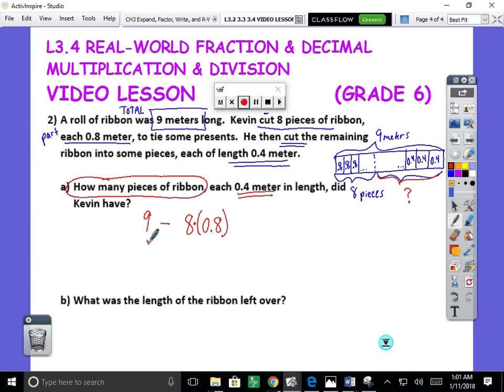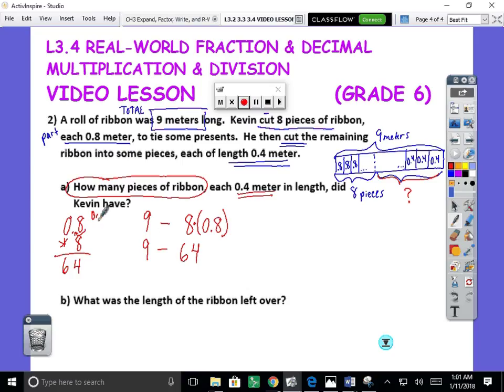This 9, I can't do much with it yet, but I could take 8 times 8/10. Let me think for a quick minute. 8 times 8 is 64, isn't it? But I want to use that benchmark idea and say I don't just have 8 times 8, I have 8 times 8/10. I'll still get 64, but remember our decimal bank?